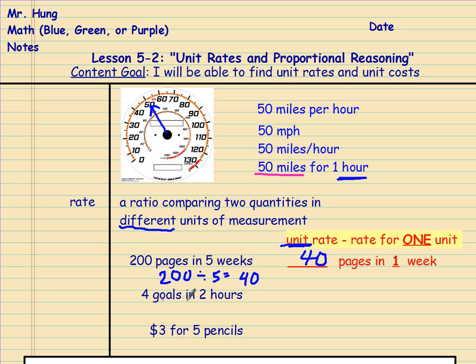Let's look at this one, 4 goals in 2 hours. The unit rate would be how many goals in 1 hour. And this is a very simple problem. 4 divided by 2 is 2.